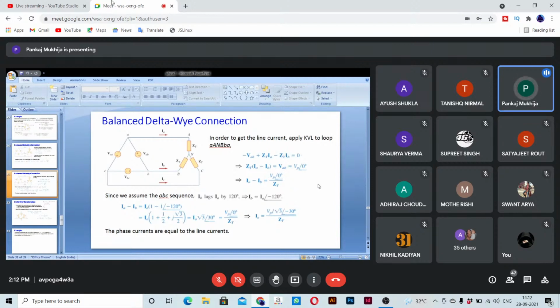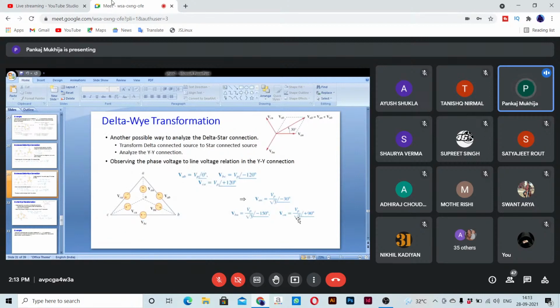So IA you can obtain. Is it correct? Can you do this simplification? And just again making use of this relation between IB and IA. Again here, since we are talking about this, on one side we have delta, on the other side we have Y, so we will get two possible cases, where phase currents are equal to line currents.